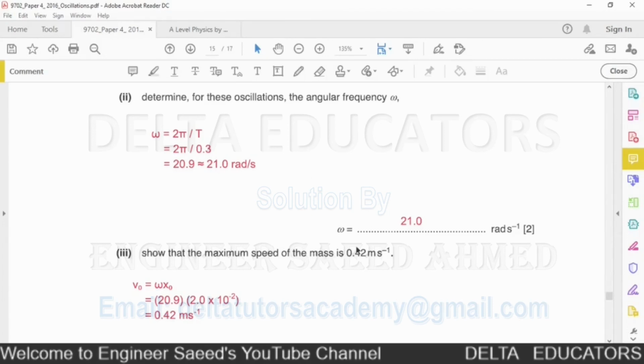Now third part, show that the maximum speed of the mass is 0.42 meter per second. Maximum velocity is given as V0. V0 is equal to omega x0, where omega is the angular frequency and x0 is the maximum displacement, or we can say it is the maximum amplitude. Now angular frequency we have calculated as 20.9. What is the value of amplitude? What is the value of x0?